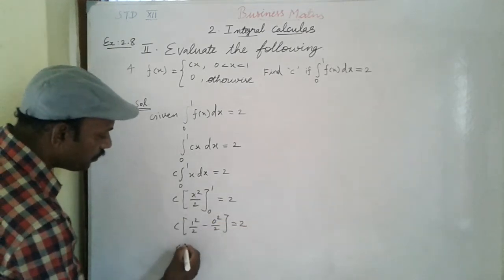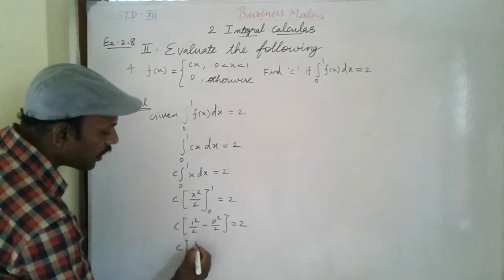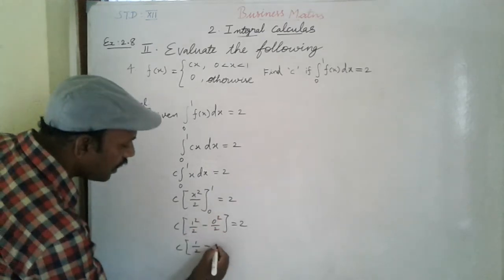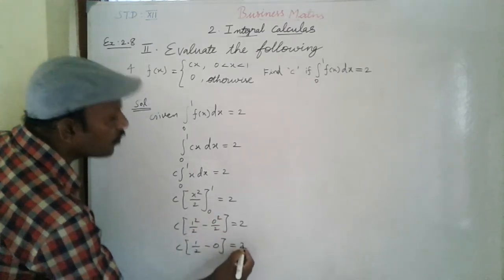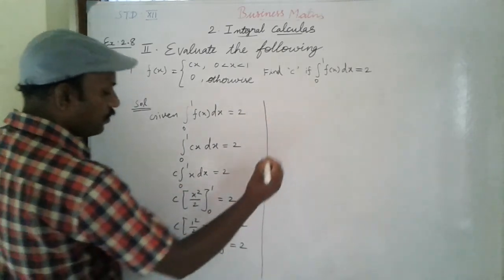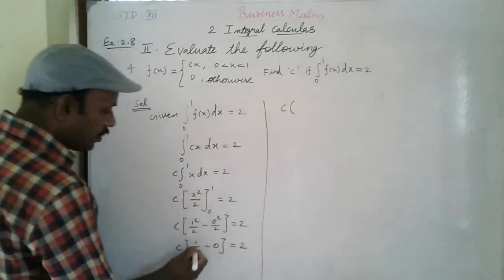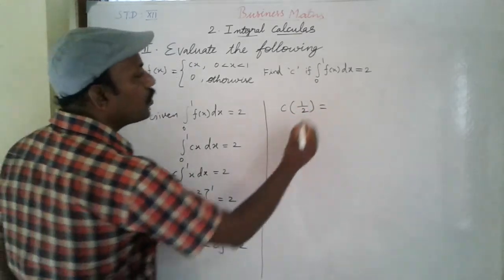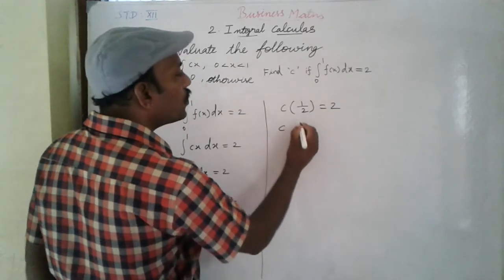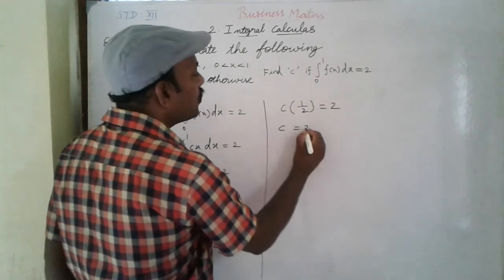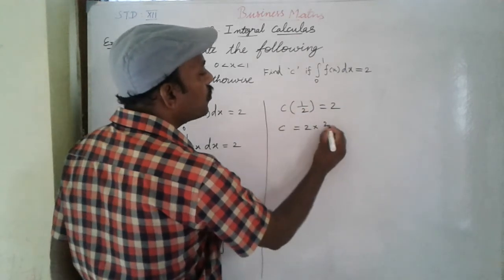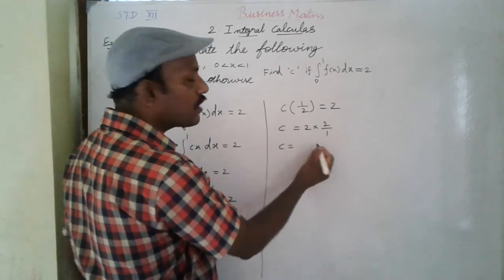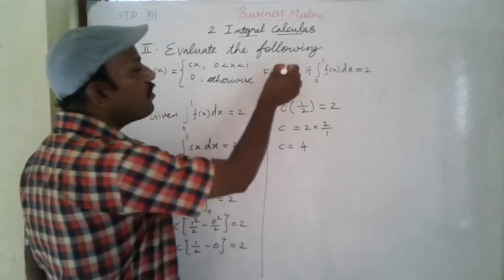So c into 1 square is 1 divided by 2, minus 0 square, which is 0, 0 divided by 2 is 0, equals 2. Next, c into 1 by 2 minus 0 is 1 by 2, equals 2. So c equals 2 into the reciprocal of 1 by 2, that is 2 by 1. So c equals 2 twos are 4, 4 divided by 1 is 4. That's all. The value of c is 4.